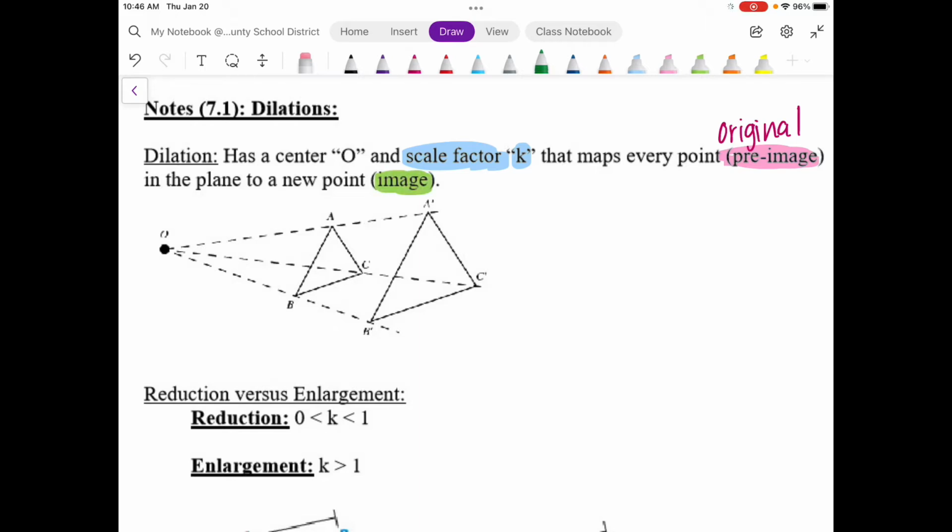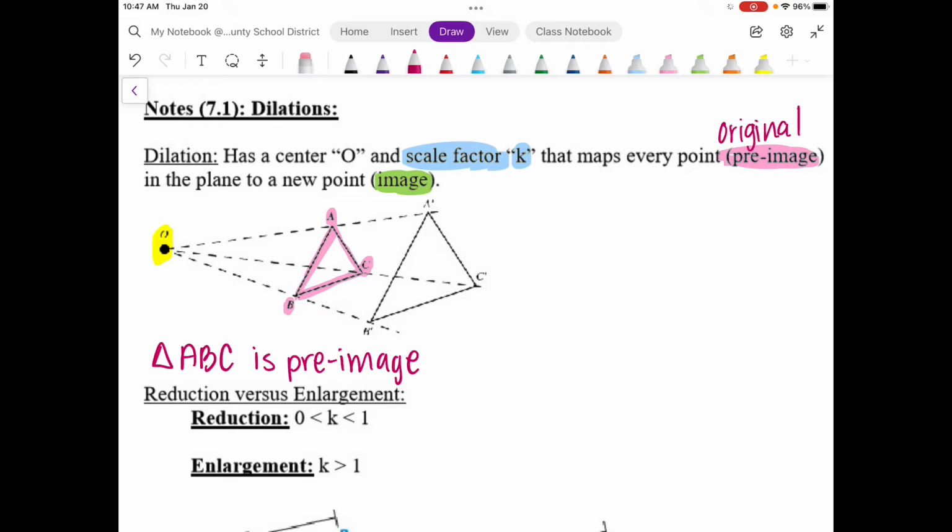So the image is after something was done to it. It's just called the image. Okay, so this is after the dilation. So those are the two terms, pre-image and image. In this first example here, we have our center, which is O. We have our pre-image, the original, ABC, and this happens to be a triangle, and it just has the letters A, B, C on there. So I can say that triangle ABC is the pre-image.